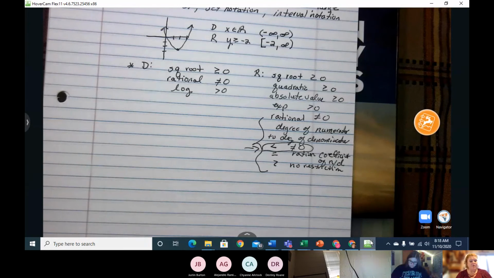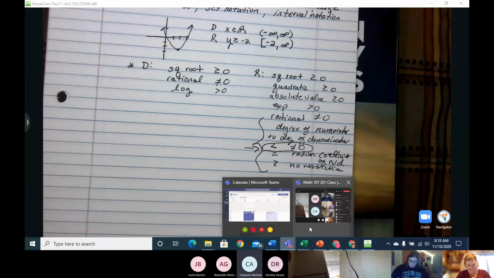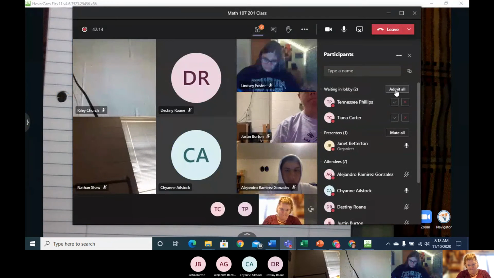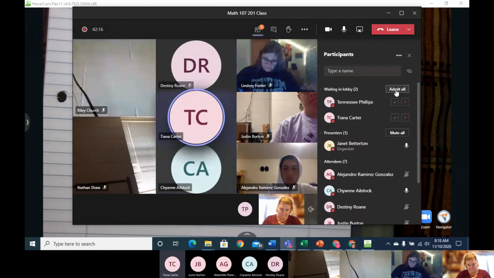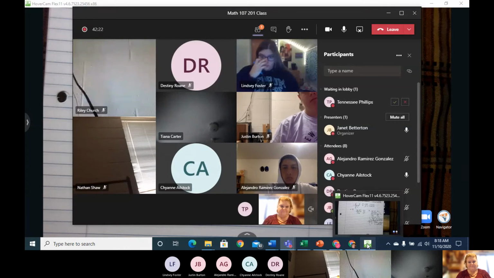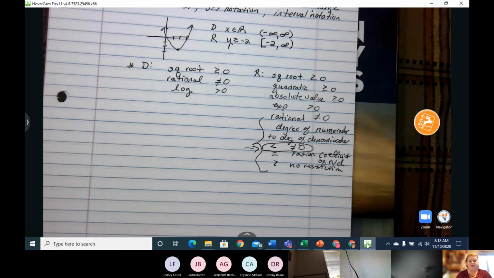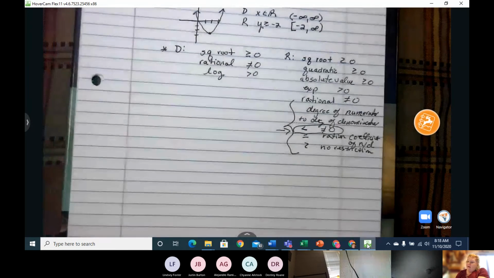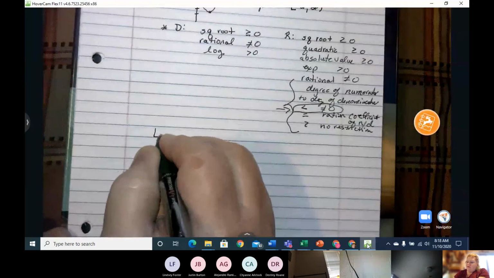Any questions there on domain and ranges? We good on domain and range? We good with the interval notation? Everybody good there? So that's the big part to pick up on that first part of the unit. After that, you went into linear functions.